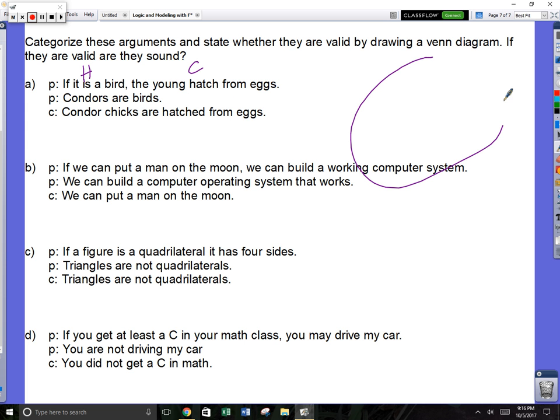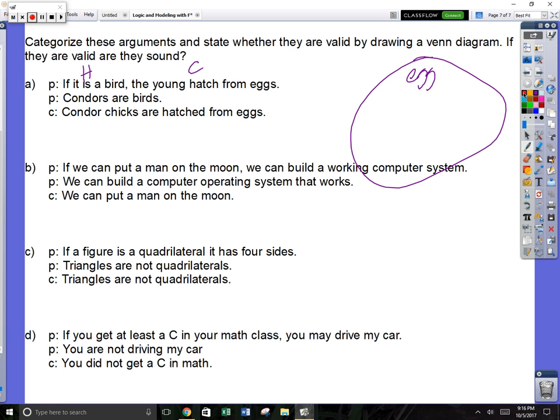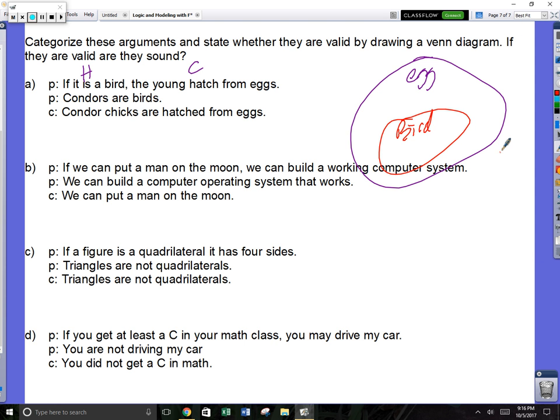So the conclusion, this is the big circle, egg. And in that subset, I have a species that are birds. Okay, premise 2 is where I live. I'm a bird. So I live right here. If I live right there, that's only one place. It must be valid. So let's categorize the arguments.